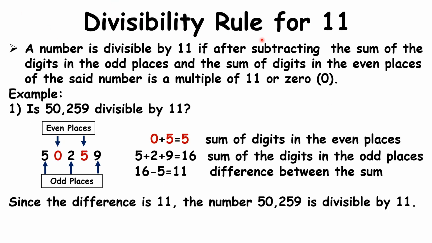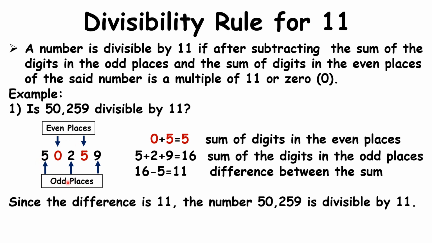When is a number divisible by 11? A number is divisible by 11 if after subtracting the sum of the digits in the odd places and the sum of digits in the even places of the said number, the difference is a multiple of 11 or 0. Example, is 50,259 divisible by 11? Identify the numbers in the even places and the odd places.